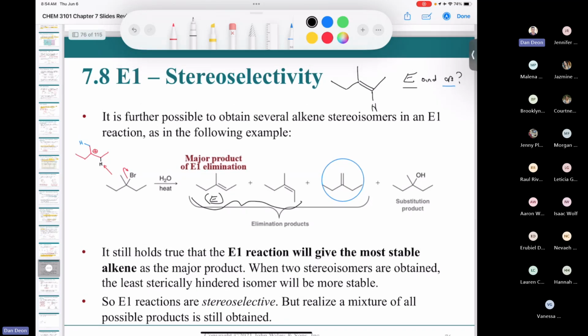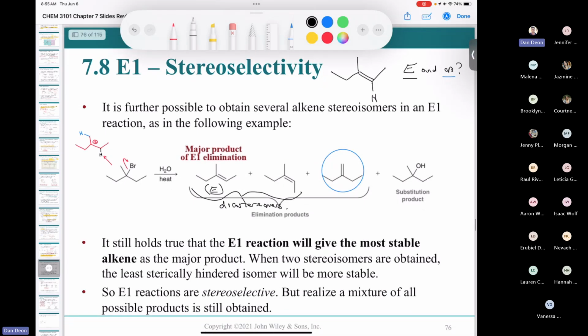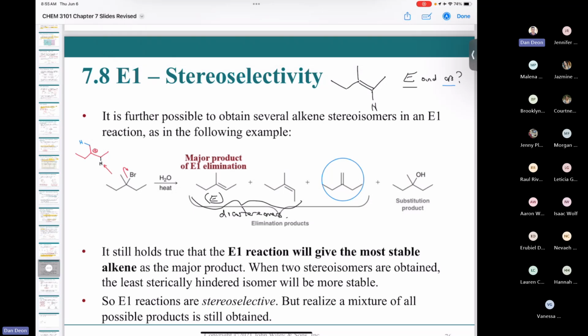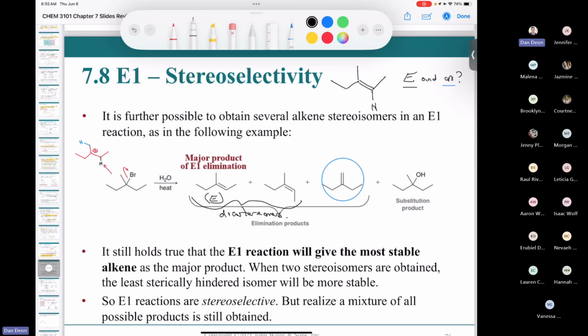So what's the conclusion here for this specific reaction shown on this page? It still holds true that the E1 is going to give you the most stable alkene as the major product. If there are two stereoisomers, so these two compounds are diastereomers, the one that's least sterically hindered is going to be the more stable, and so it's going to be the major product. So again, E1 reactions are stereoselective, but you cannot control the stereoselectivity. You end up with a mixture of everything. It's regioselective, but you can't control the regioselectivity the same way you could with an E2 reaction.